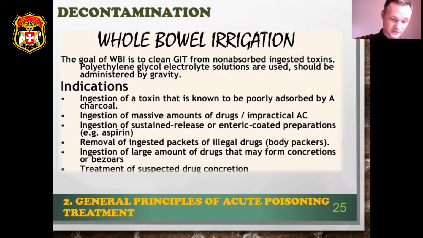To be effective, it requires a rate of 2 liters per hour in an adult. Consequently, this will require nasogastric tube placement. However, if a patient is critically ill, has hypoperfusion of the gut, or has obstruction of the bowel, whole bowel irrigation is contraindicated.